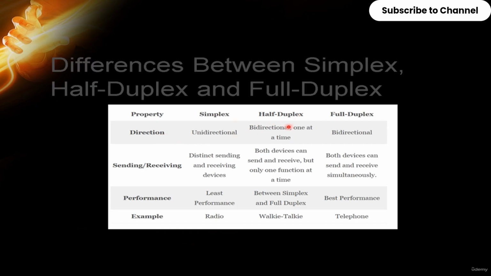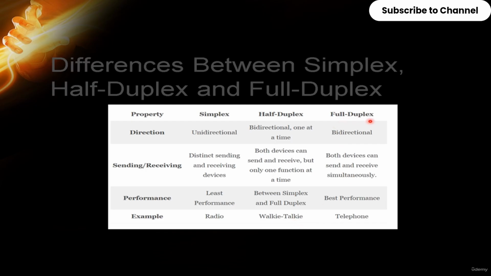Then half duplex communication. In half duplex communication, it is bidirectional. Both the sender and receiver can transmit, but only one can transfer or receive at a single time. Its performance is better than simplex, and it can also be used like full duplex with the condition that it works one at a time. An example is the walkie-talkie.